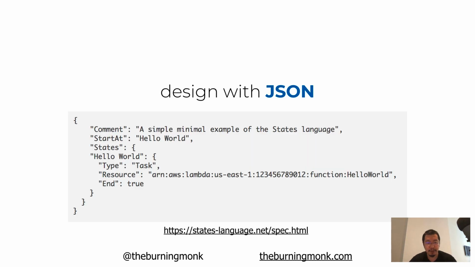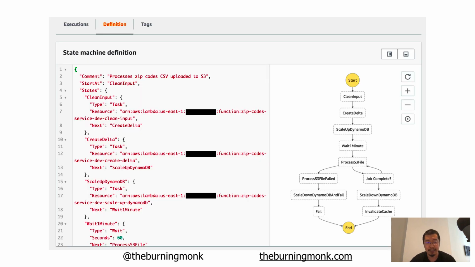So you're going to design your state machine using this JSON-based language, and I strongly recommend that you go through this official language spec. It's got a lot of information about what each of the properties mean, and also it's got some useful tips and examples that you can actually follow along as well. And if you design your workflow in the Step Functions console, you will also be able to just see what your workflow looks like. You can find the visualization.